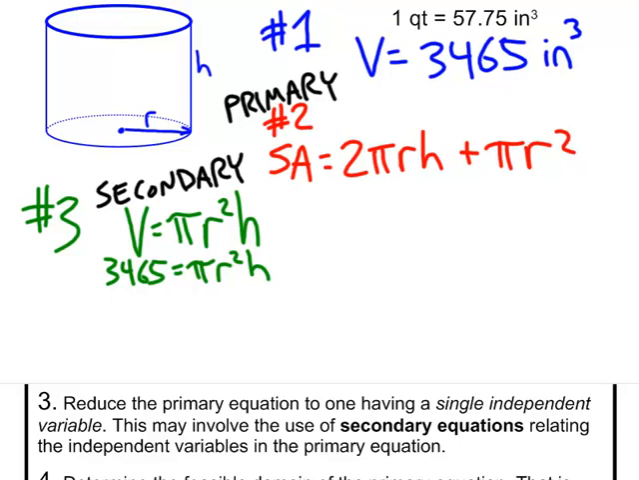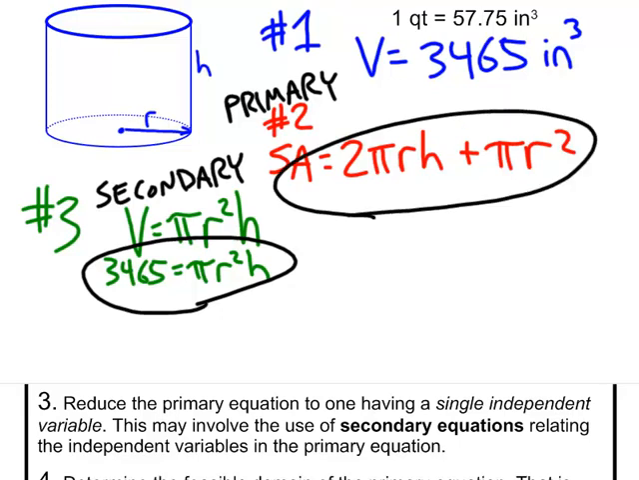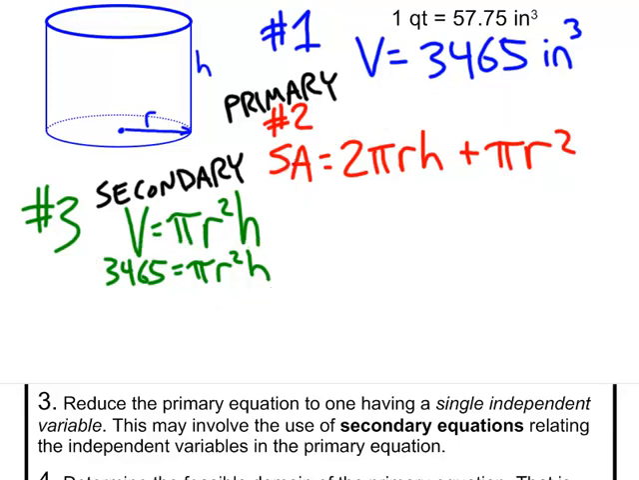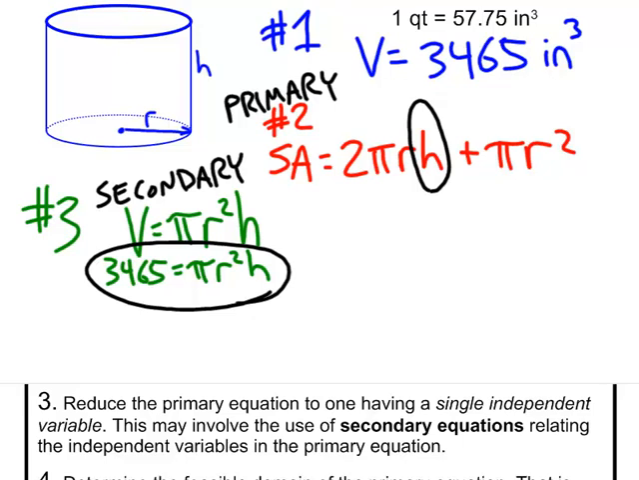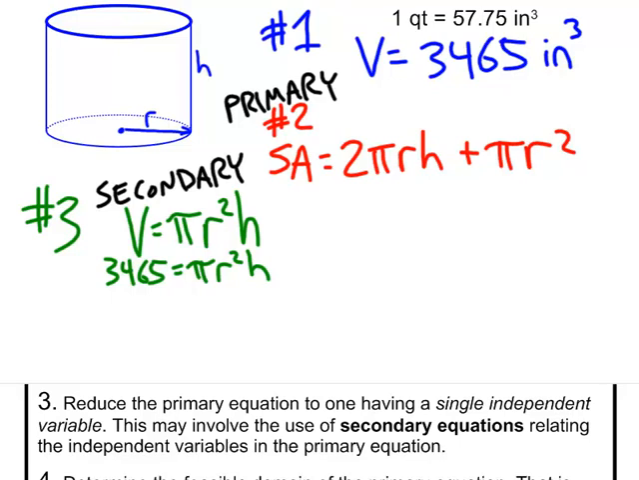And again, the idea is that I can take this equation and combine it with this one and get surface area in terms of a single independent variable. So let's do that. Now, do I want to get this completely in terms of r or in terms of h? Let's do whatever's easiest. And I think the easiest thing to do would be to solve this for h, and then substitute in for that h right there. And let's get this equation completely in terms of r. So if I rearrange this one on the left for h, I'm going to get h equals 3465 divided by pi r squared.